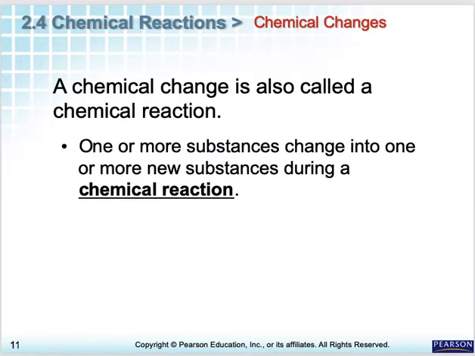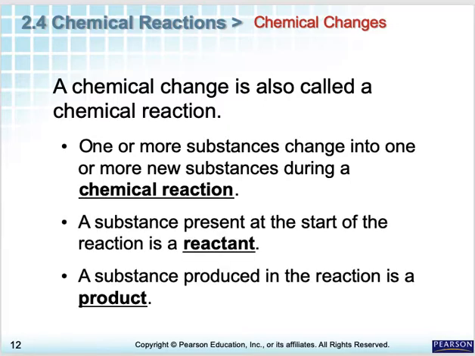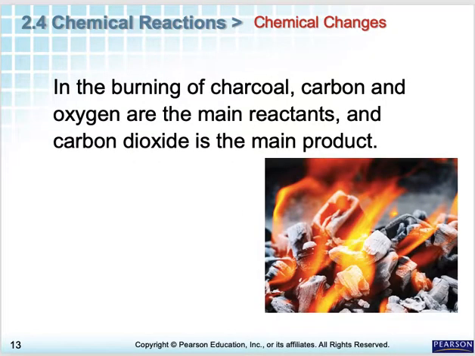Chemical change is called a chemical reaction. So that's one of the vocab words I'm going to ask you to know. And always there will be new substances formed. So a chemical reaction is represented by a chemical equation. And in a chemical equation, on the left side we have reactants, and on the right side we have our product or products. And they are always separated by an arrow or a set of arrows. So when we burn charcoal with oxygen, one of the main products would be carbon dioxide.